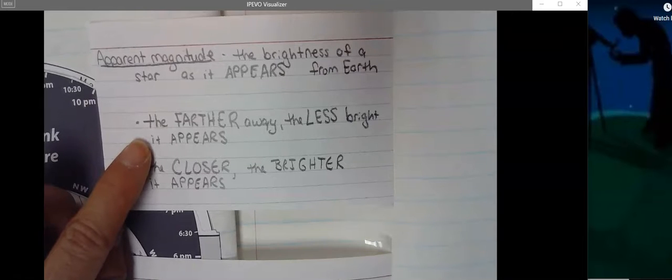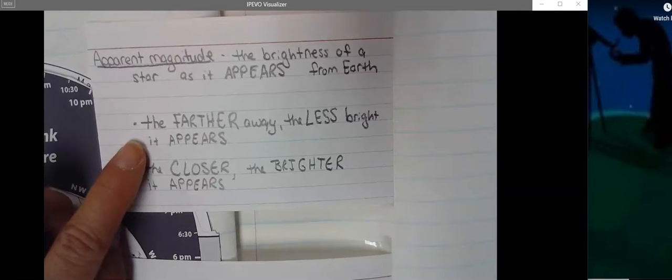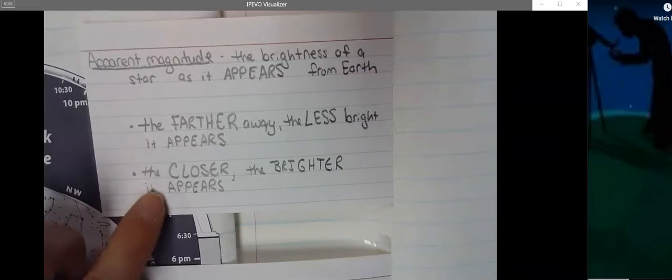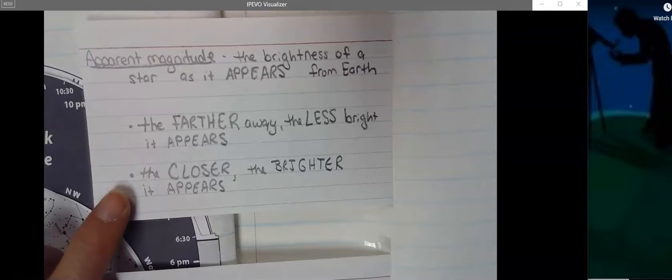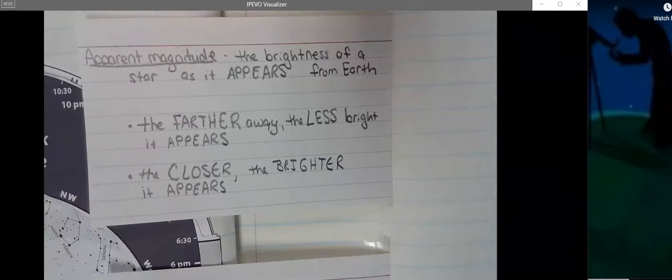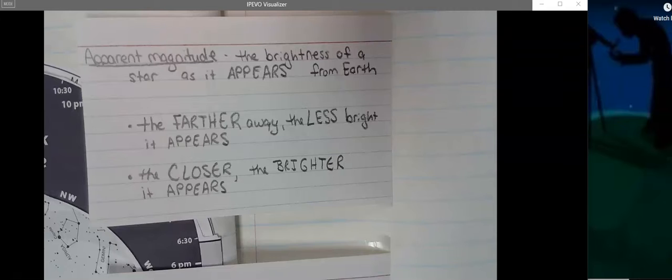A few other pieces of information here. The farther away a star is, the less bright it appears. The closer you get to the star, the brighter it appears, and if a particular star is closer to Earth, it looks brighter than stars that are farther away. You kind of see this if you're riding along with your parents at night and see the headlights of other cars. Farther away, you can see that there's light, but they're not really bright. The closer those lights get to you, the brighter they are.